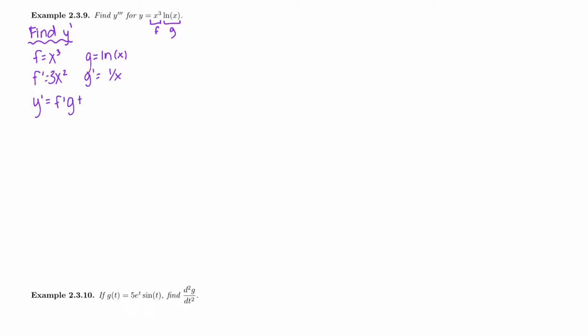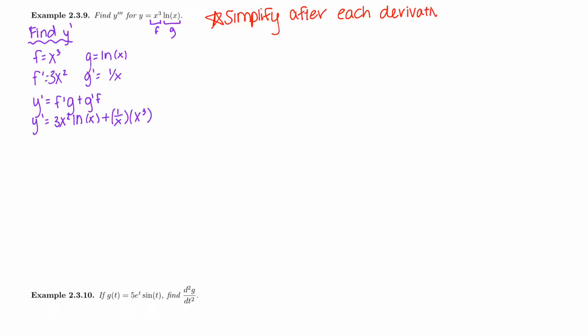We're using product rule here, so f prime g plus g prime f. So f prime is 3x squared, g is ln x, plus g prime is 1 over x, and then f is x cubed. Here's the secret, here's the trick: simplify at every step. Simplify after each derivative to make your life easier. I promise you it will make stuff easier.